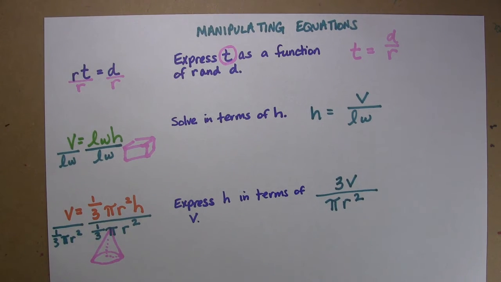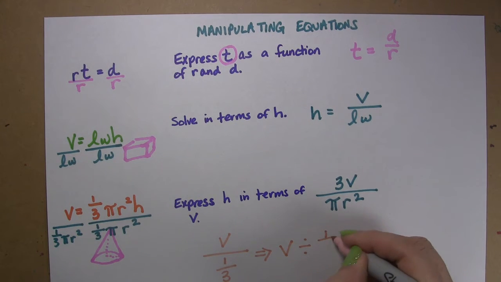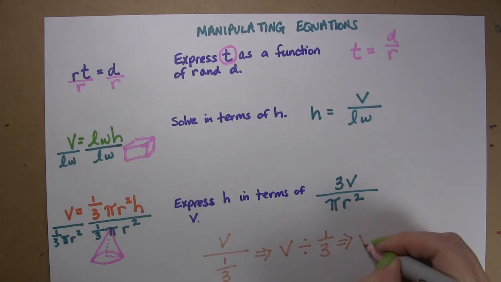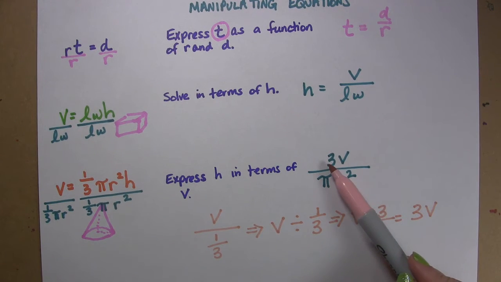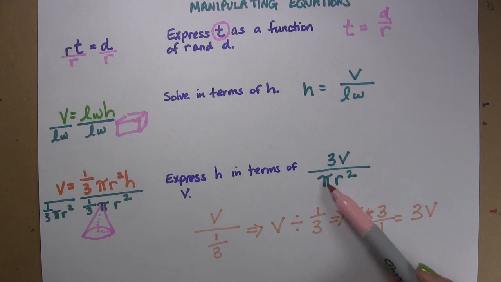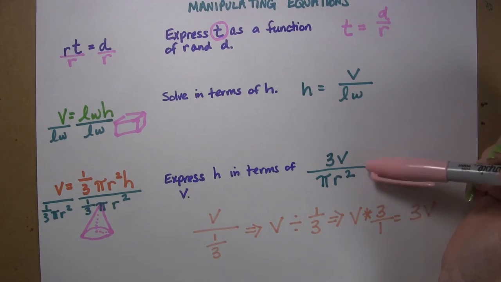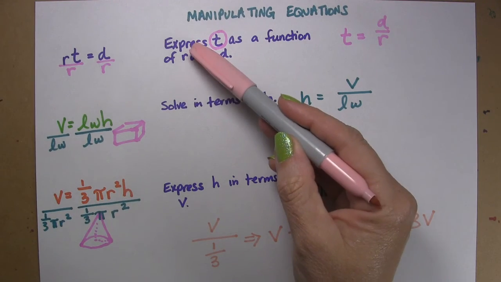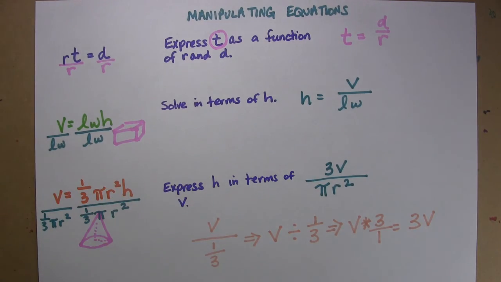I'm going to talk about this for just a second. If we have a v divided by 1/3, we could write that v divided by 1/3, which is v times the reciprocal of 3 over 1, which is 3v. That's how I knew that that was 3v up here. 3v divided by pi r squared. Okay, so that's what it means to manipulate equations. And again, it's going to talk about expressing or solving in terms of one of the particular variables.